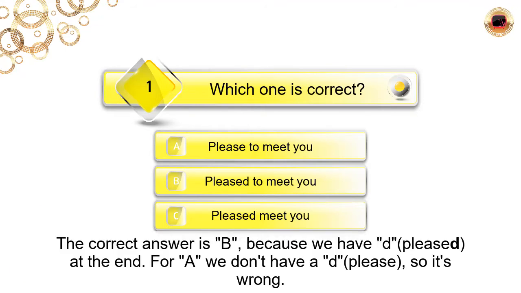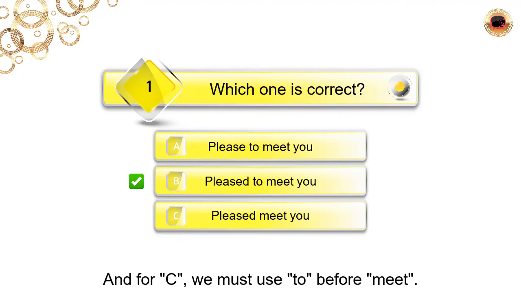The correct answer is B, because we have D at the end. For A, we don't have a D, so it's wrong. And for C, we must use to before meet.